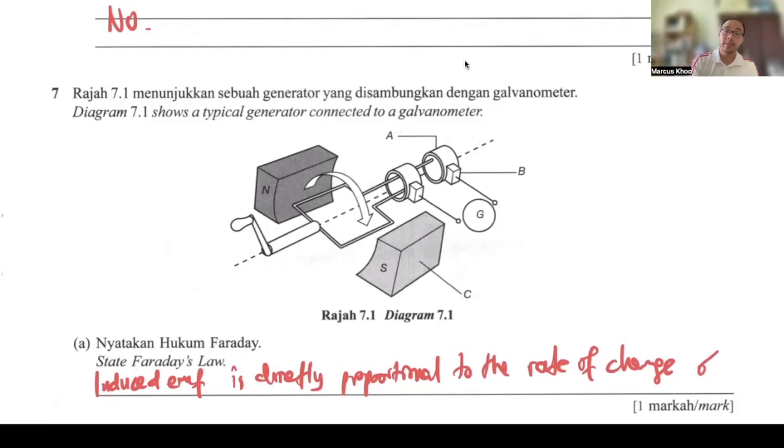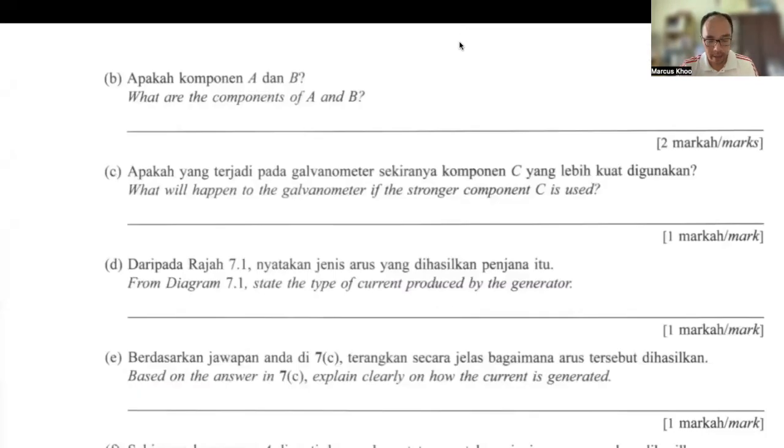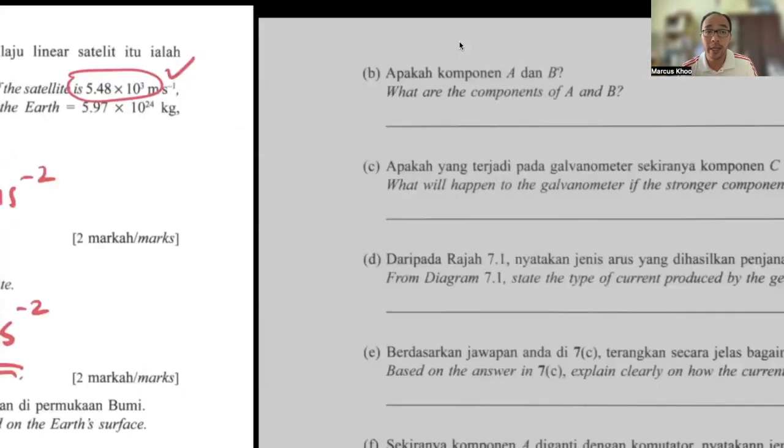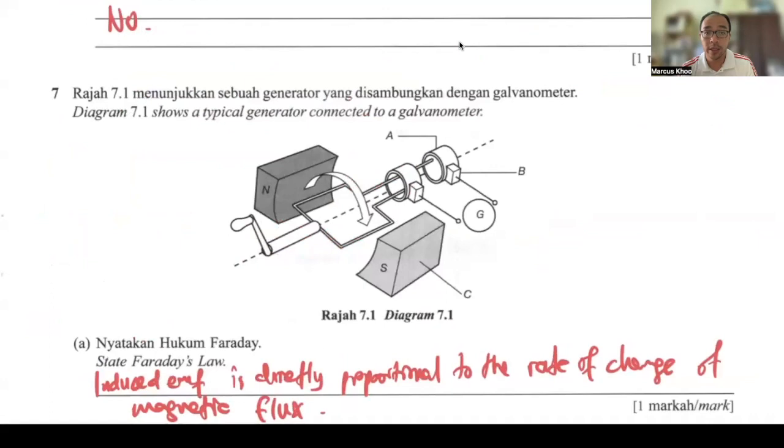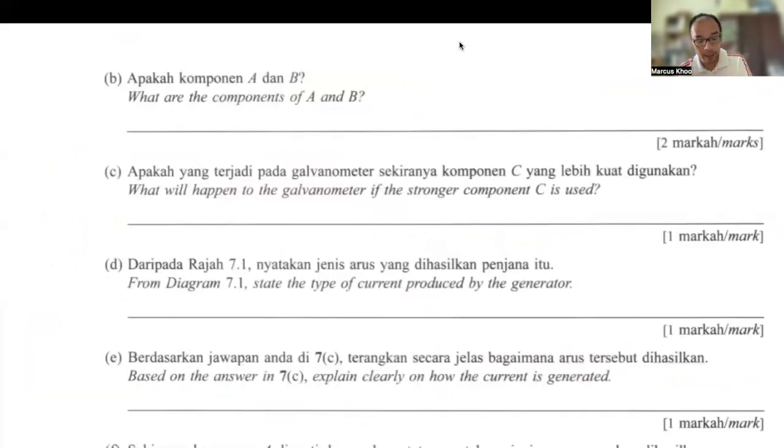Okay, that's the standard definition lah. The rate of change of magnetic flux. Okay, then what are components A and B? If you take a look here, this is obviously an AC generator because it has these two things. So A is the slip ring and B is the carbon brush lah.